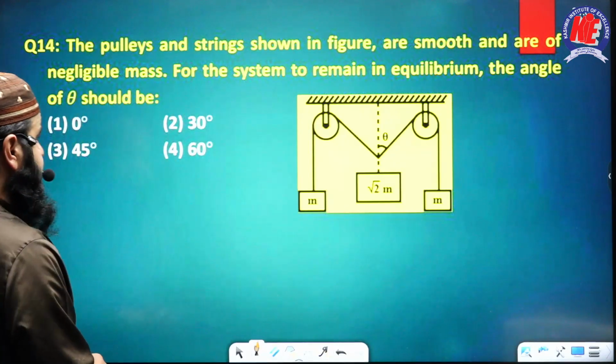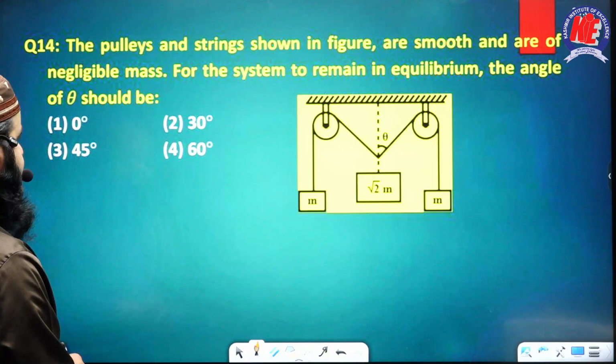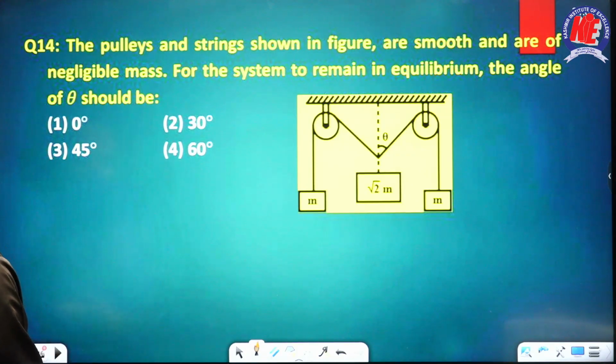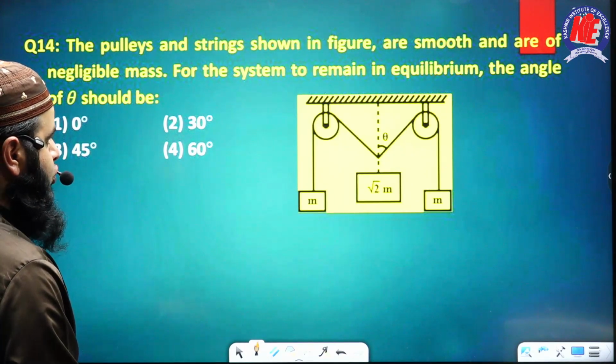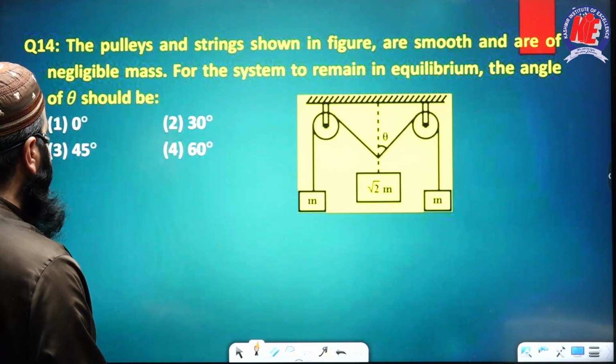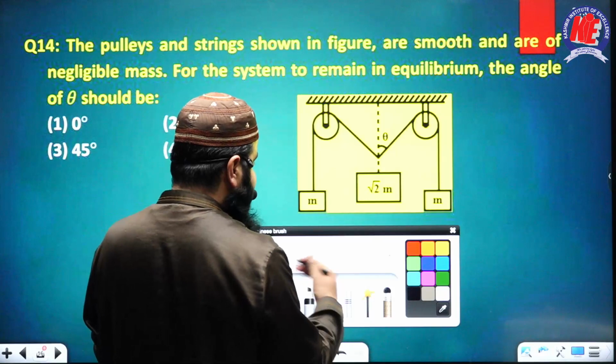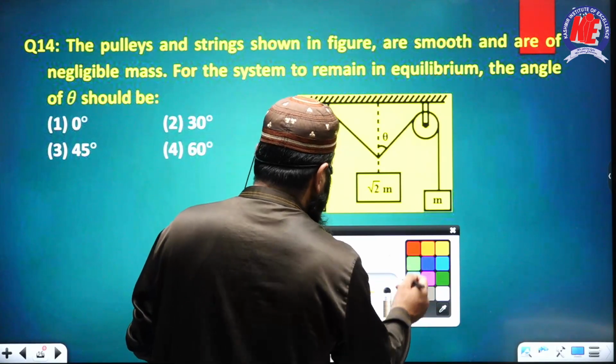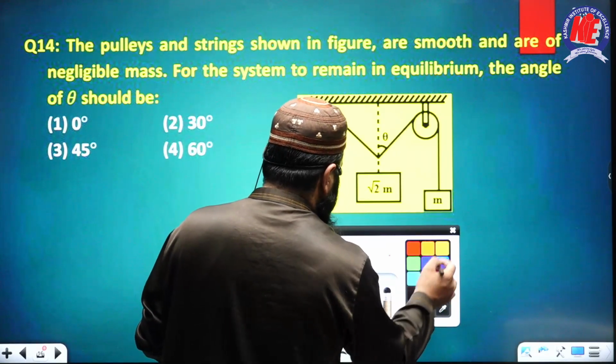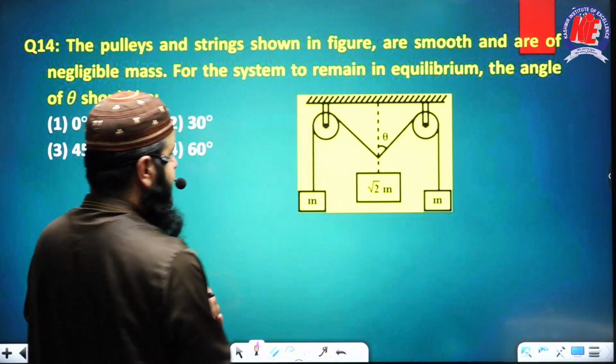Again an asked question. The pulleys and strings shown in the figure are smooth and of negligible mass. For the system to remain in equilibrium, the angle theta should be. The system, when I'm saying the system, means each and every component of the system, they are in equilibrium. Now come here, we have to go for the value of theta.